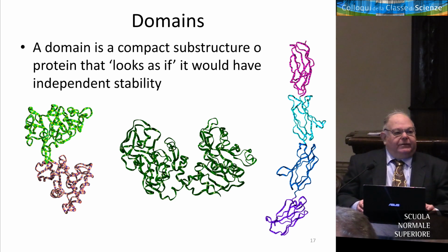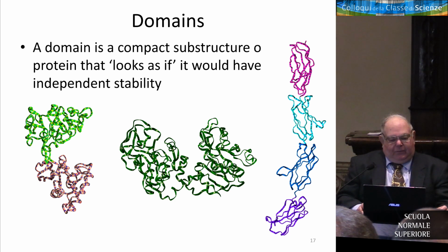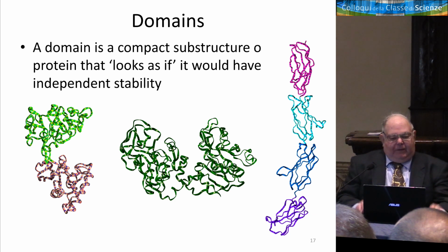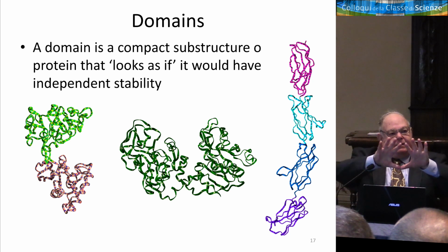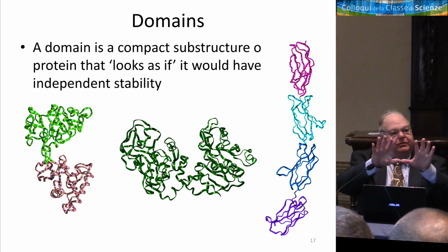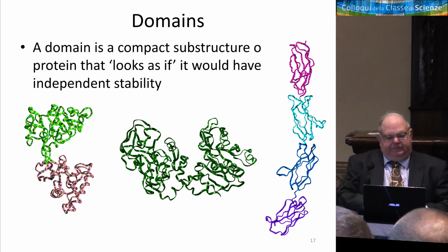It's the old story. I can't define it, but I know what it is when I see it. It looks as if it would have independent stability. The one on the left clearly has a lower domain and an upper domain with a tenuous connection between them. The one in the center obviously has two lobes, and this is an enzyme that when a substrate binds, the two domains rotate with respect to each other to close over it like a clamshell.